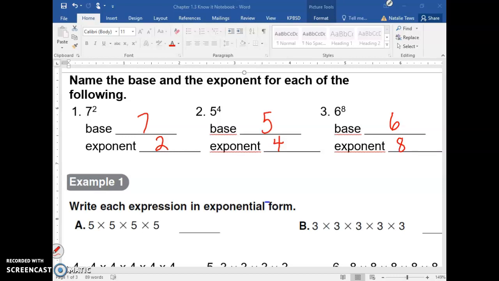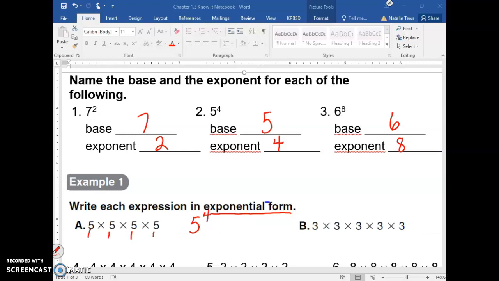Okay, let's do example 1. Now I'm going to write each expression in exponential form. Do you remember when you go back up to the top of your notes, exponential form is a base with an exponent? Okay, that's what I'm going to do here. So remember, the number that gets repeated will be the base. So what is my base here? 5. And now I'm going to count up how many 5s I wrote. 1, 2, 3, 4. So this will be 5 to the fourth power.